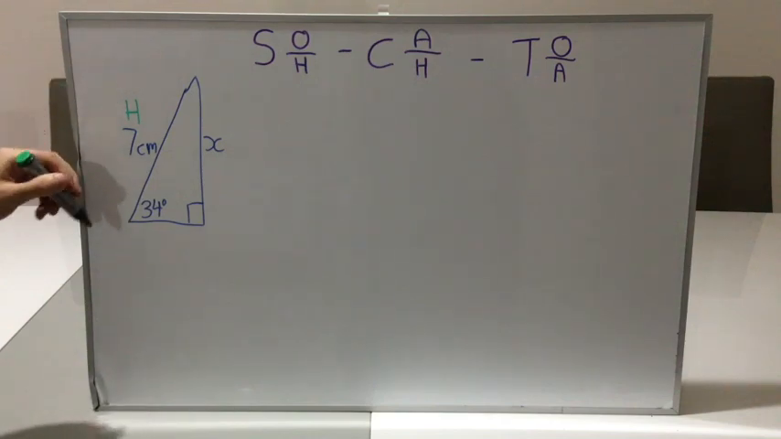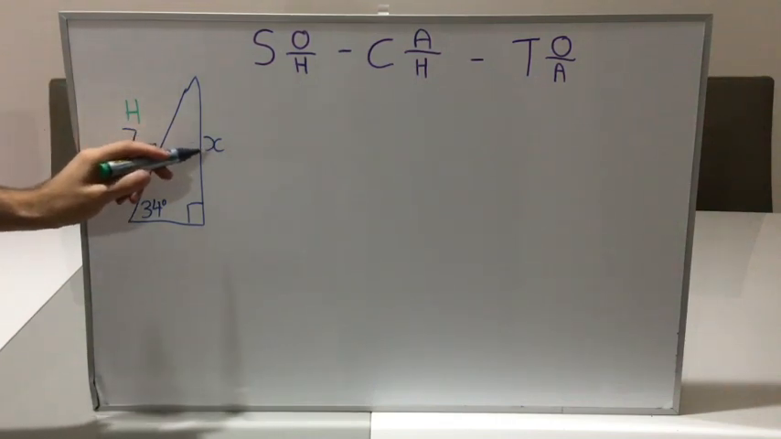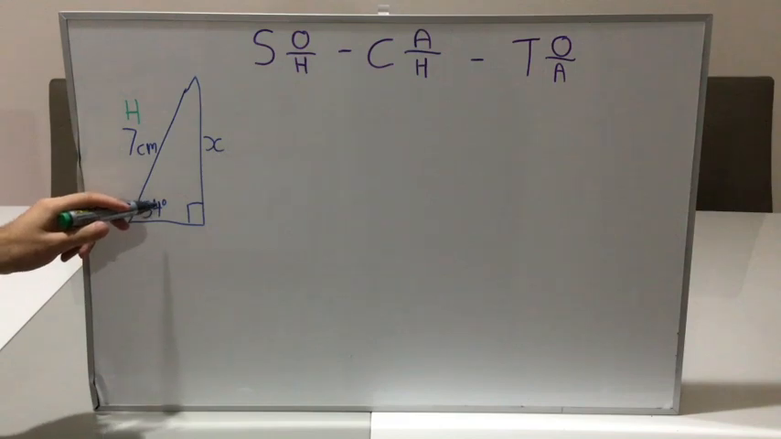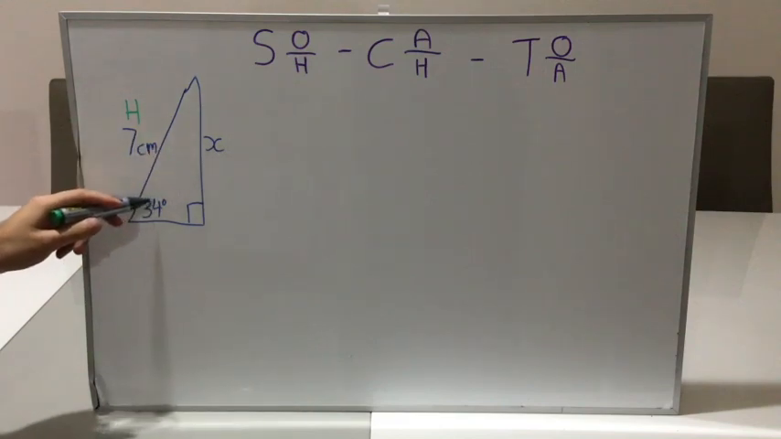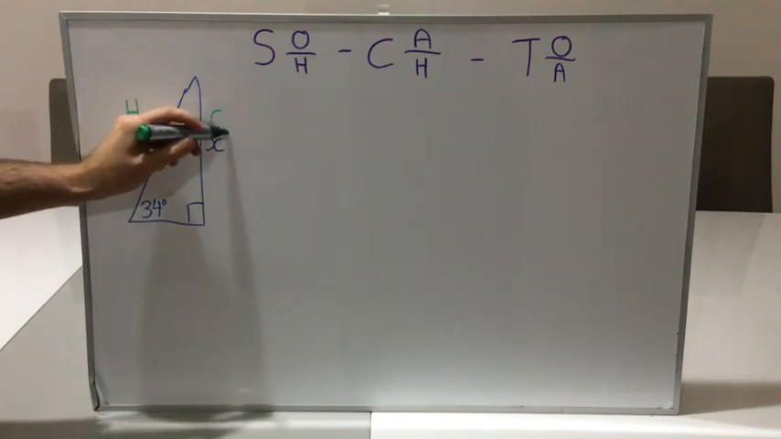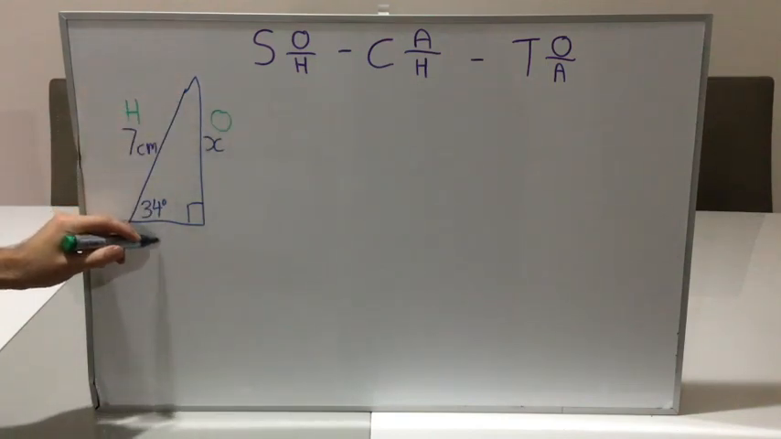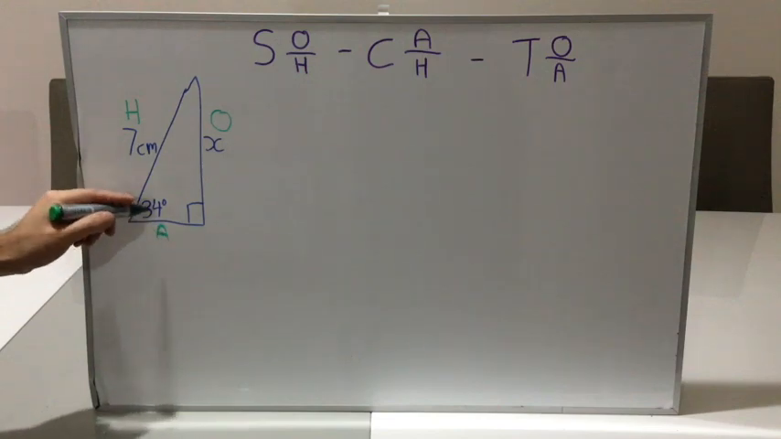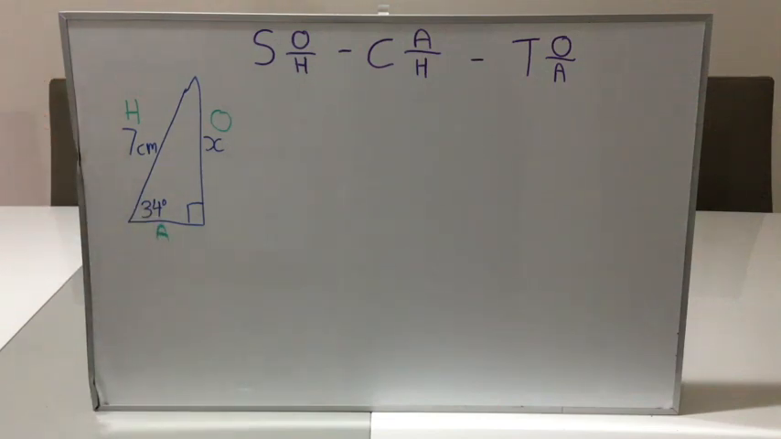Then O for opposite. That's this side here because it's opposite the angle. It's opposite that degrees. So think about what side the 34 is looking at. It's looking at this side here. So the O goes there. A means adjacent or next to because it's next to the 34. And there are your labels.